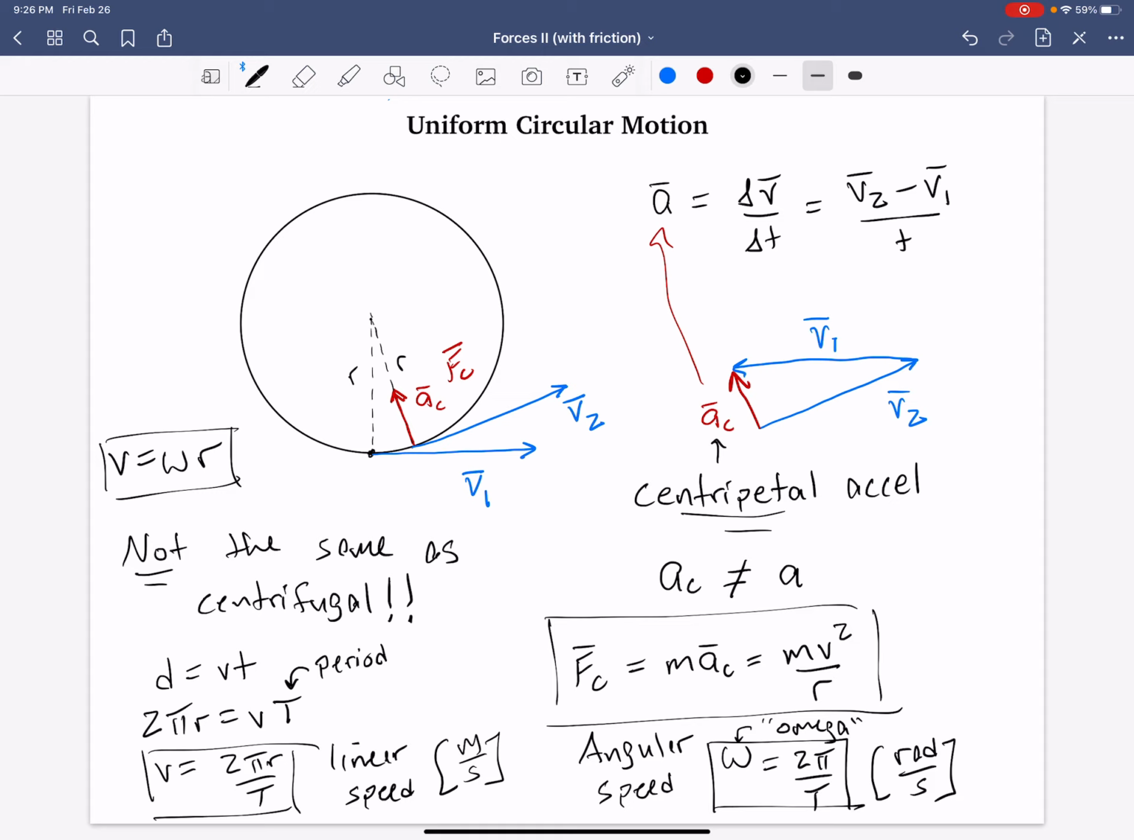In the last video, I will do an example of uniform circular motion with centripetal forces with an actual free body diagram analysis.